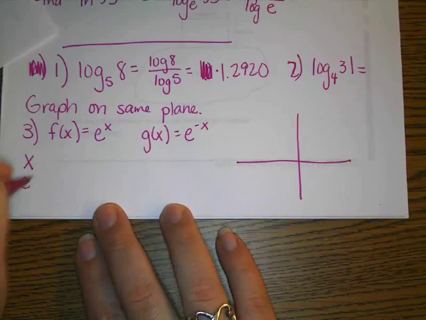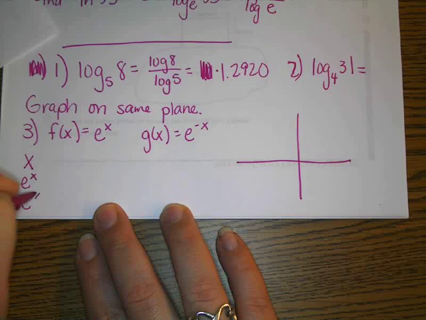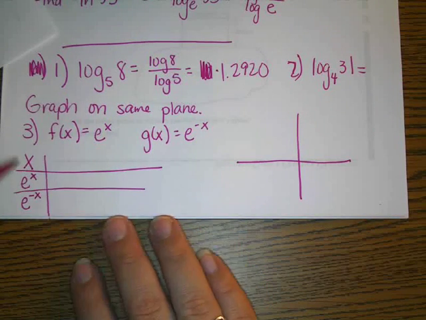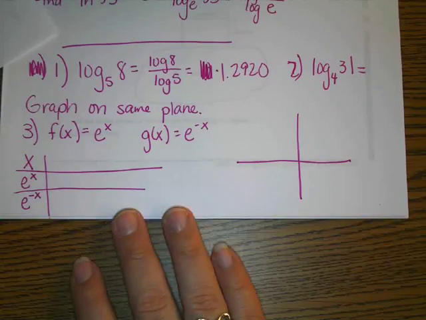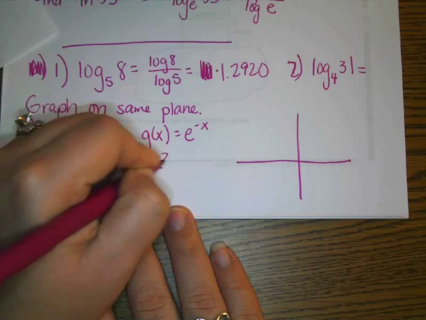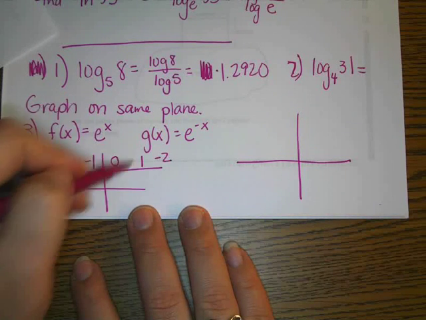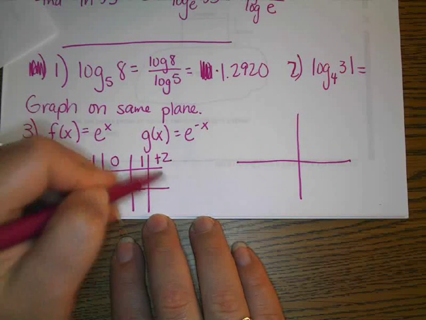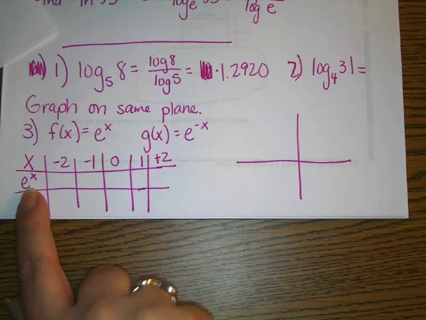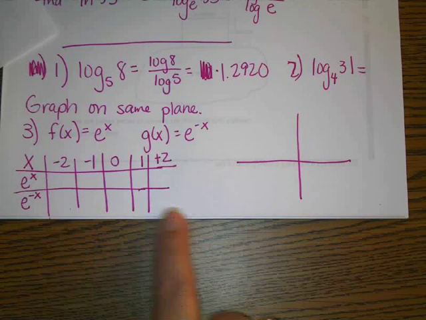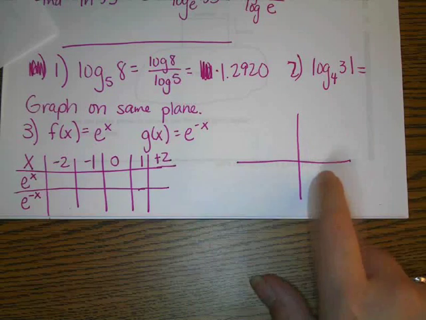I also want you to make a t-table. And if you type these in your calculator, you will see that your x values, the same numbers that we usually use, are -1, -2, 0, 1, and 2. And then get your e to the x values and your e to the negative x values. And I want to see that graph right here.